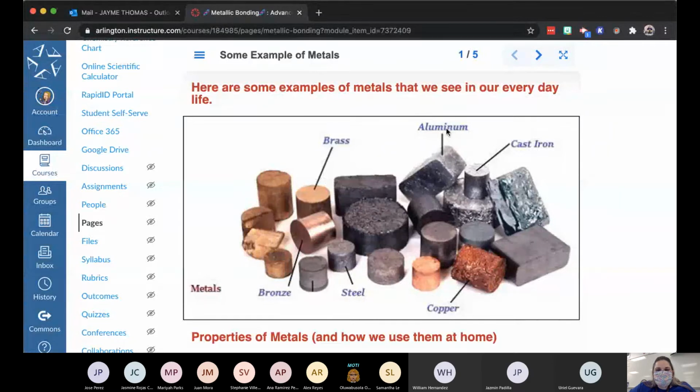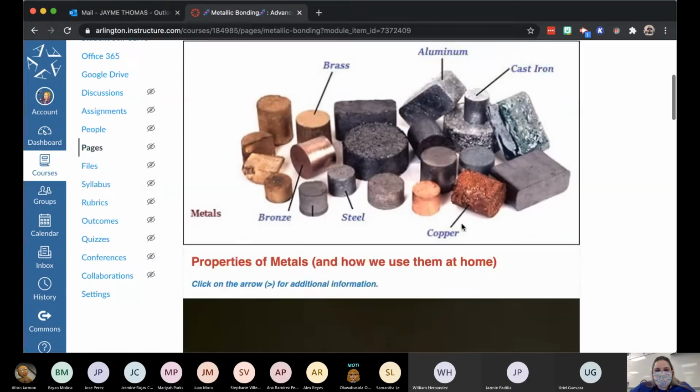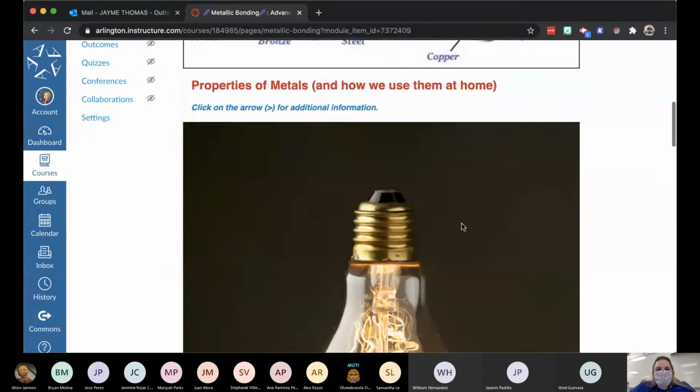Other ones over here, we have aluminum, cast iron, which is just iron that they've literally cast into a mold to shape it. That's how they make cast iron pans for cooking. And copper. So these are all elements, but these are alloys. They're mixtures of metals, but they're all metals because they all have these properties. And so that's how we use them at home.